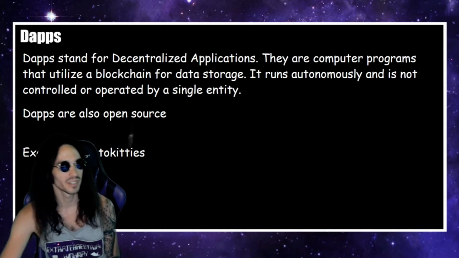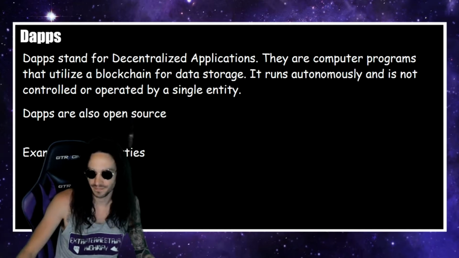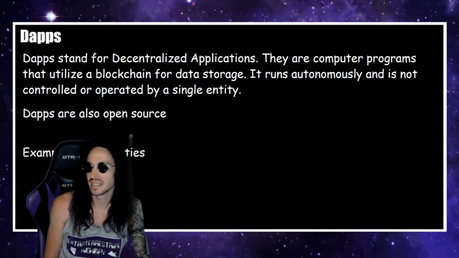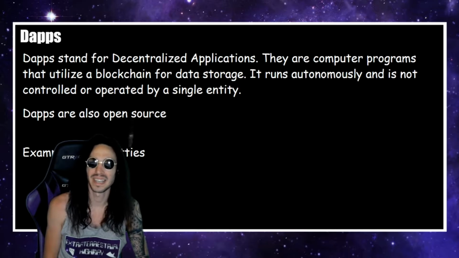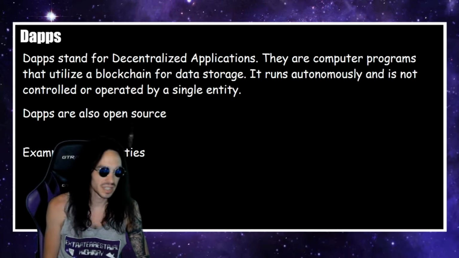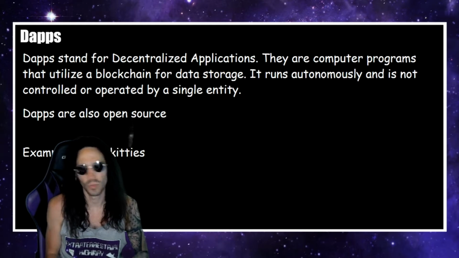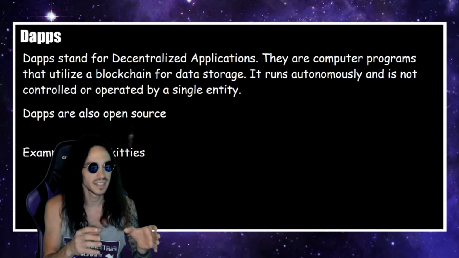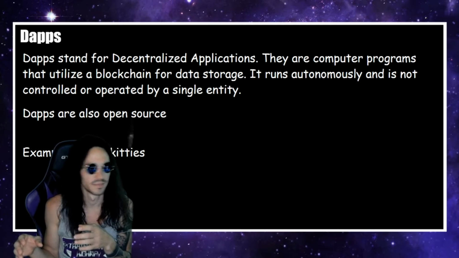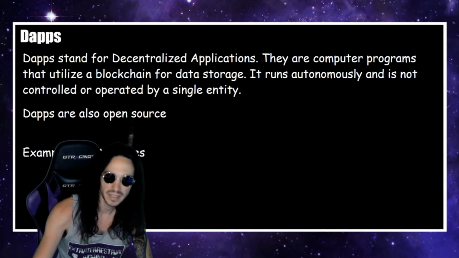Alright, so the first thing we're going to look at is Dapps. Dapps stand for Decentralized Applications. They're computer programs that utilize a blockchain for data storage. It runs autonomously and it is not controlled or operated by a single entity. A good example of this is CryptoKitties. You can type that into Google and find some Dapps that you can get into and learn about. Essentially, they're just decentralized apps, Dapps. And that's basically what you need to know about that for right now.